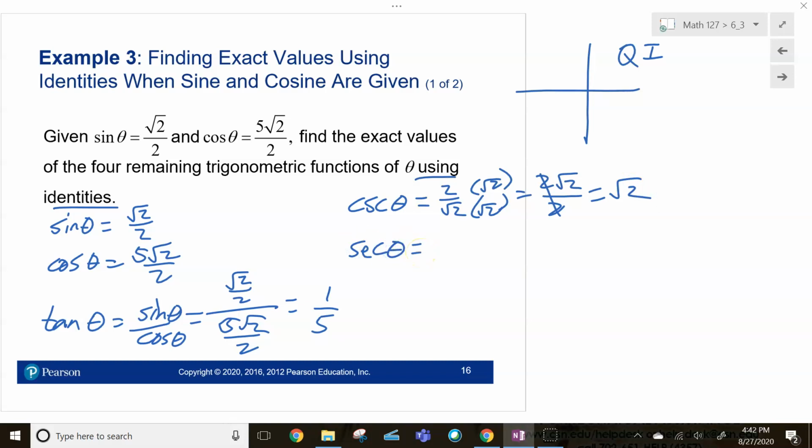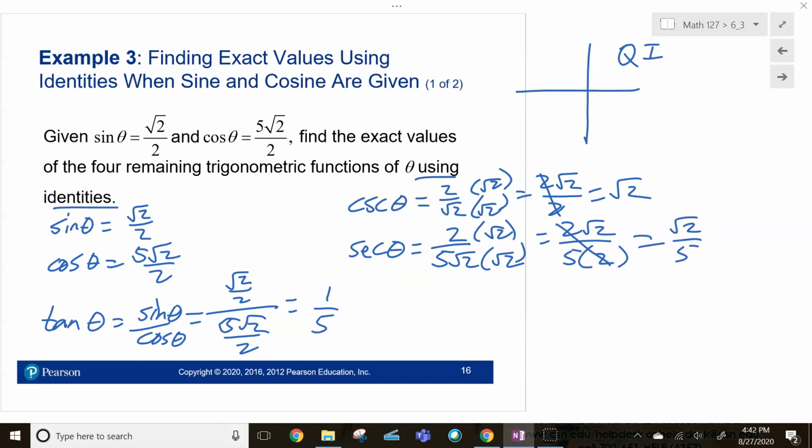So I got 2 over 5 root 2, and I got to rationalize that. So I got 2 root 2 over 5 times a regular old 2. 2's cancel. I got root 2 over 5. And finally, who's the reciprocal of the tangent? Cotangent. So instead of 1/5, I got 5 over 1, or 5.